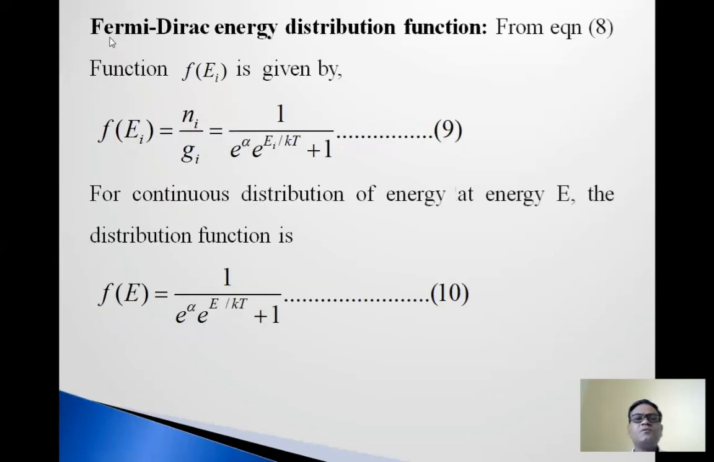Now friends, Fermi-Dirac energy distribution function. From equation 8, the function f(Ei). f(Ei) means number of states occupied by electrons to available number of states. So f(Ei) is equal to ni upon gi. So it is equal to 1 upon e raised to alpha into e raised to Ei upon kT plus 1, equation 9. So for continuous distribution of energy at energy E, the distribution function is f(E) is equal to 1 upon e raised to alpha into e raised to E upon kT plus 1, equation 10.